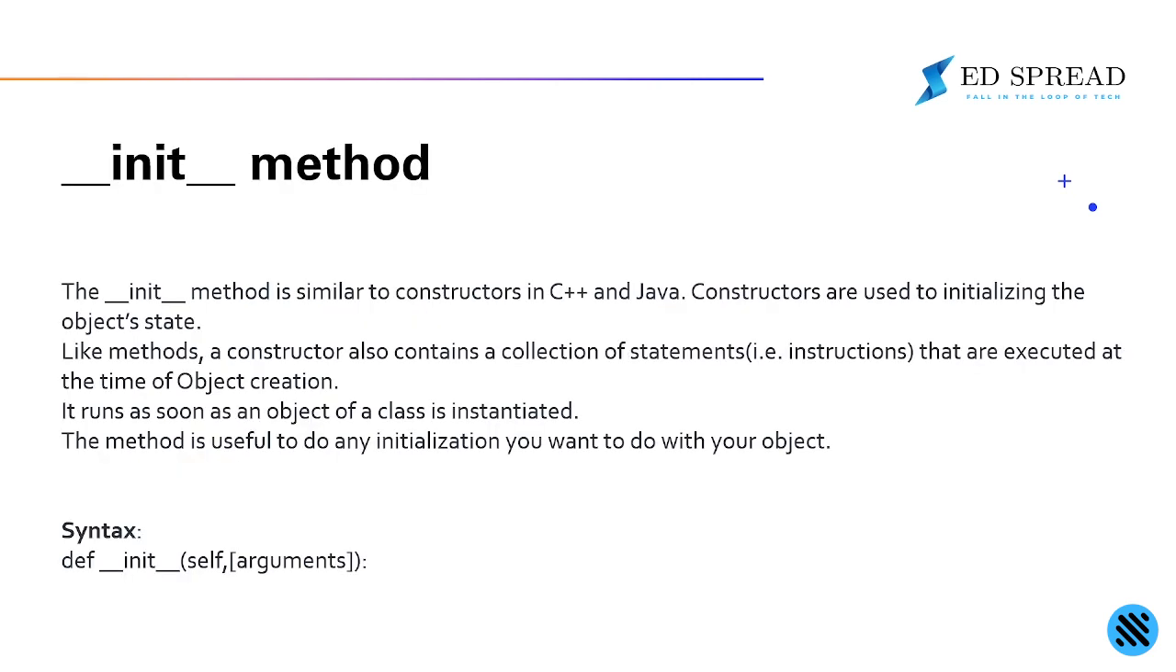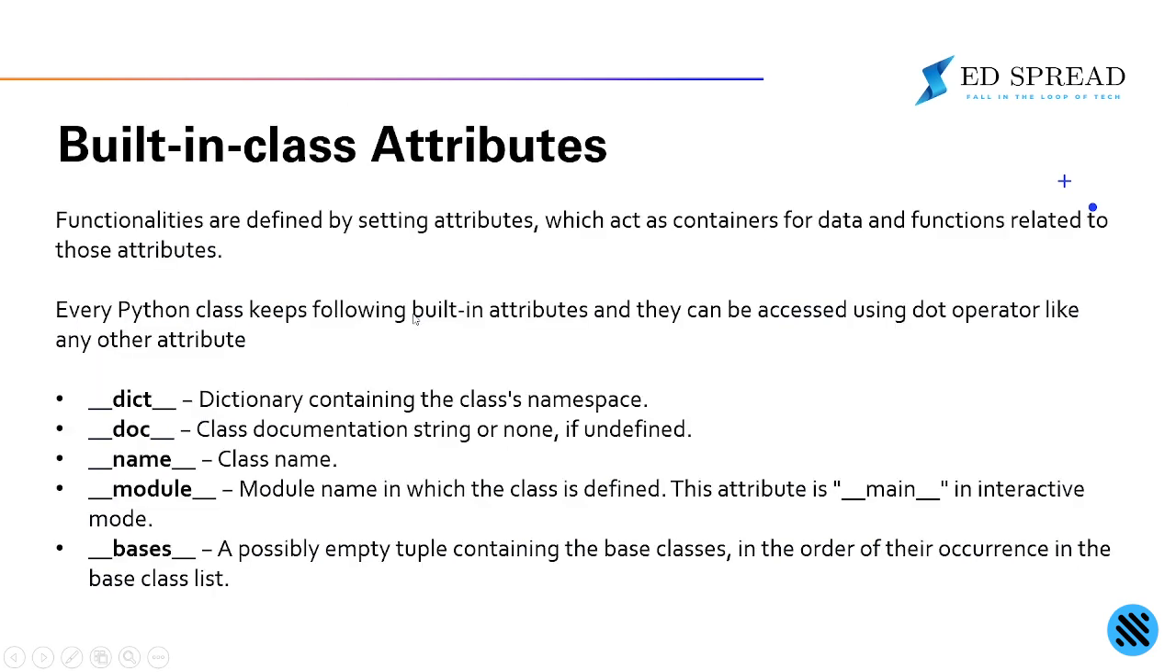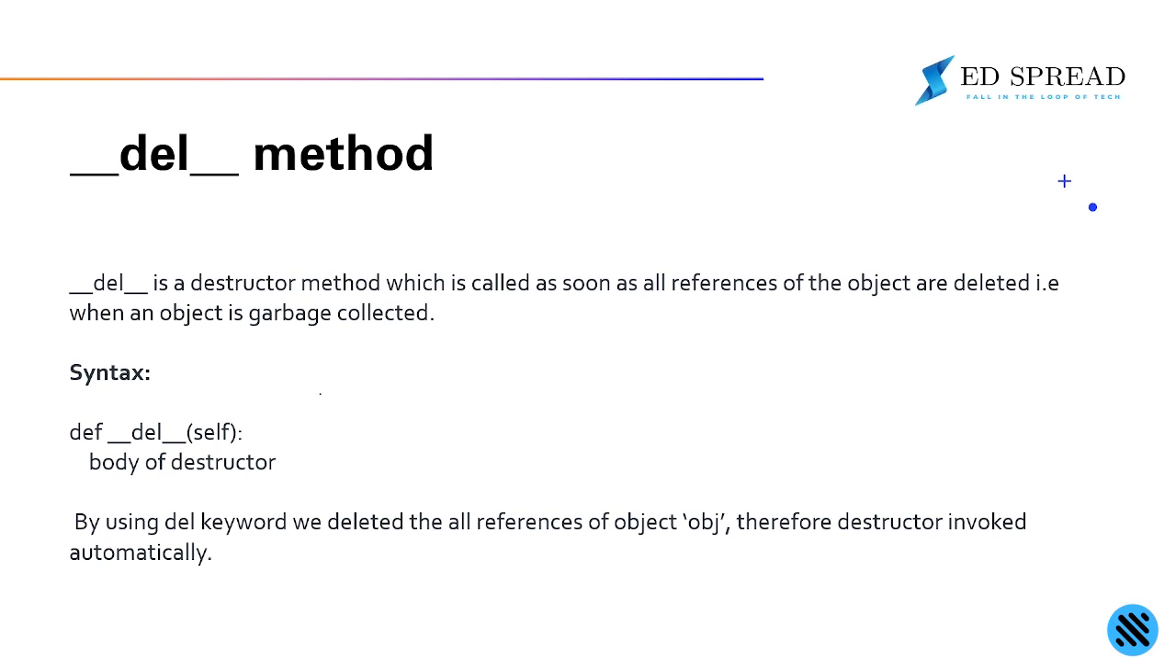Okay, the constructor is used, for example, if you're passing some parameters, to instantiate the parameters in the object. The init method is used for that, right? So del is a destructor method which is called as soon as all the references of the object are deleted. Once we delete all the references of the object, the destructor method is called automatically, when an object is garbage collected. We'll be seeing what garbage collection is in the coming slides.